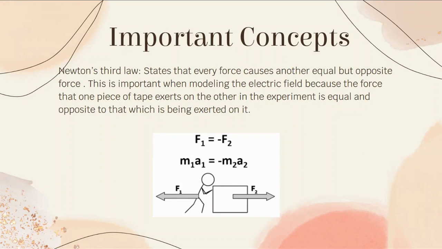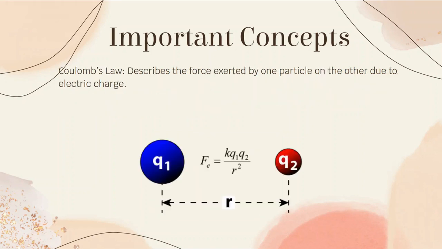This is important when modeling the electric field because the force that acts on one piece of tape also is exerted on the other, and that is shown here. And then the next important concept is Coulomb's law, which describes the force exerted on one particle due to the electric charge, and the formula for that is shown below.